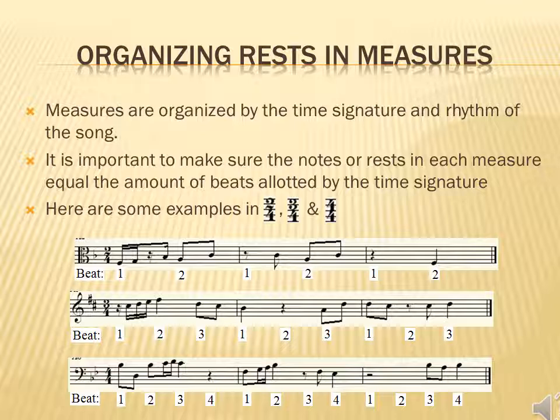Organizing rests in measures. Measures are organized by the time signature and rhythm of the song. It is important to make sure the notes or rests in each measure equal the amount of beats allotted by the time signature. Here are some examples in 2/4, 3/4, and 4/4.